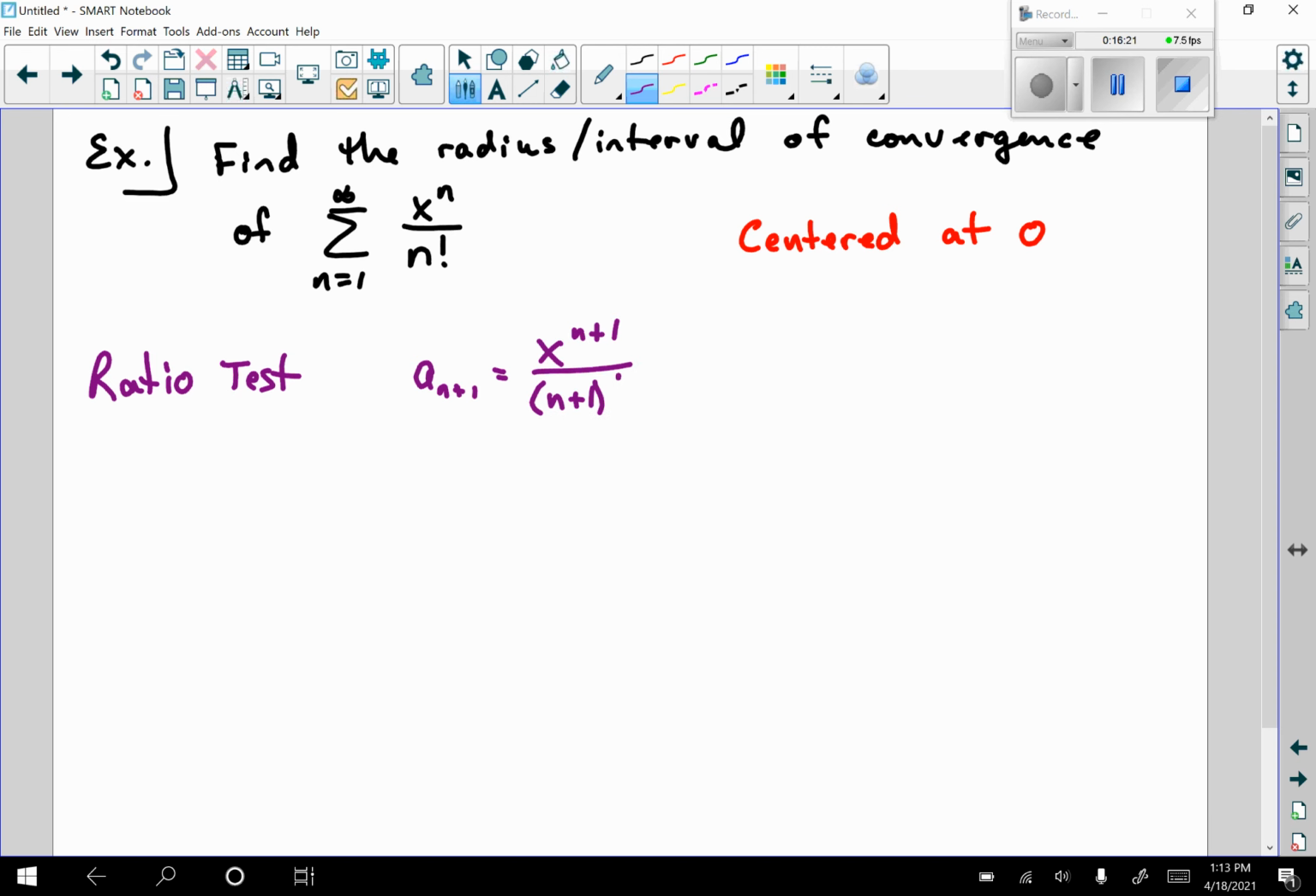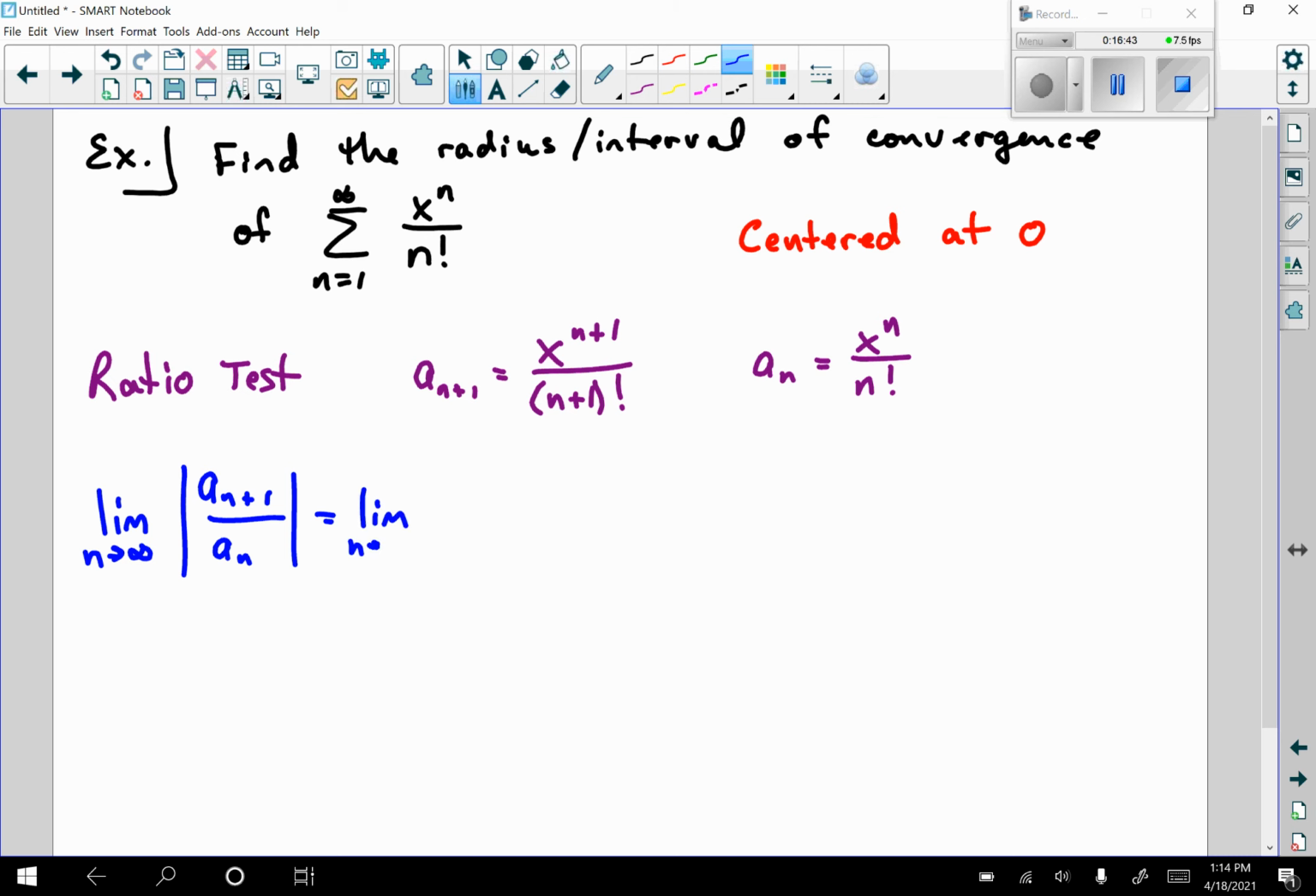Over the quantity n plus 1 factorial, and a sub n is just going to equal x to the nth power over n factorial. So our limit as n approaches infinity of a sub n plus 1 over a sub n in absolute values becomes the limit as n goes to infinity. Again, we'll take our a sub n plus 1 times a reciprocal here, so n factorial over x to the nth power.